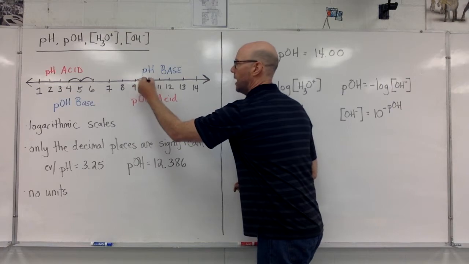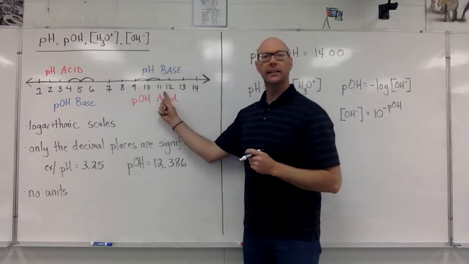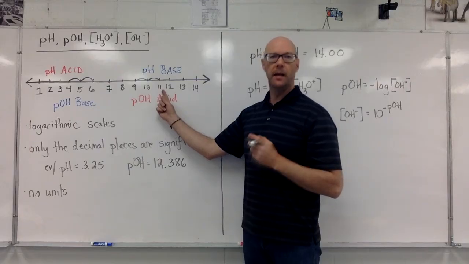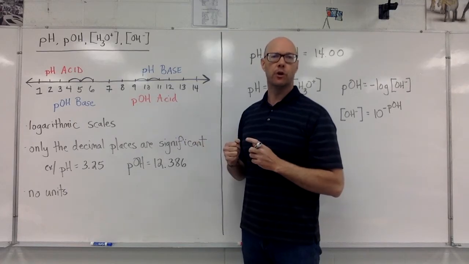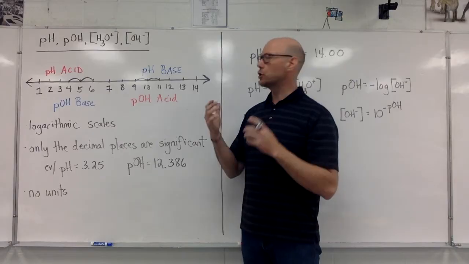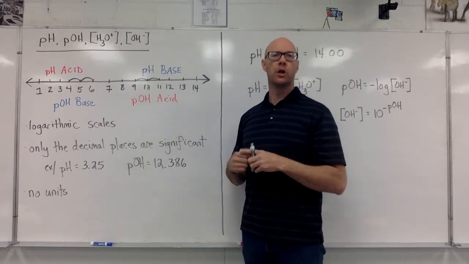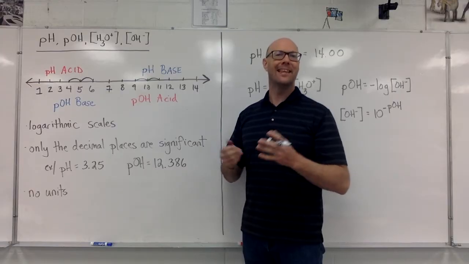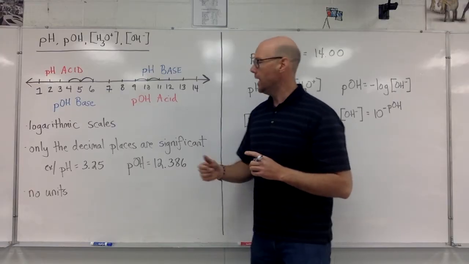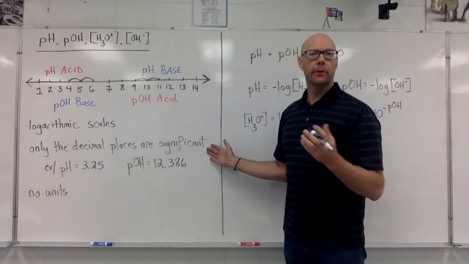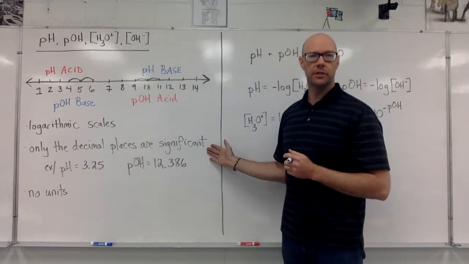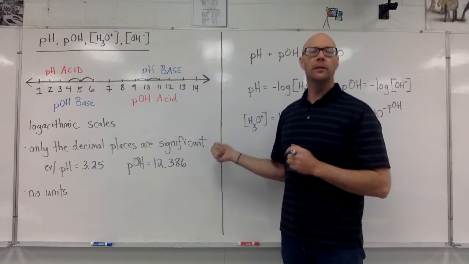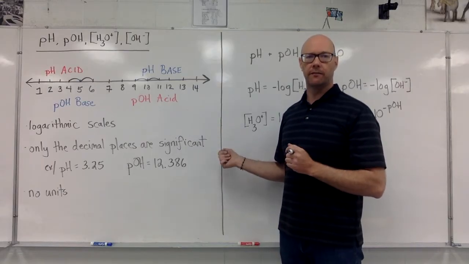If we're up here from 9 to 11, 11 is the stronger one. It's 2 powers of 10 away. 11 is 100 times stronger than 9. If we're talking about a difference of 3 numbers, we're talking about 1,000 times. 4 numbers, 10,000 times. In addition, something that's going to be a little bit trickier once we turn to the calculations is that for both pH and pOH, only the decimal places are significant.